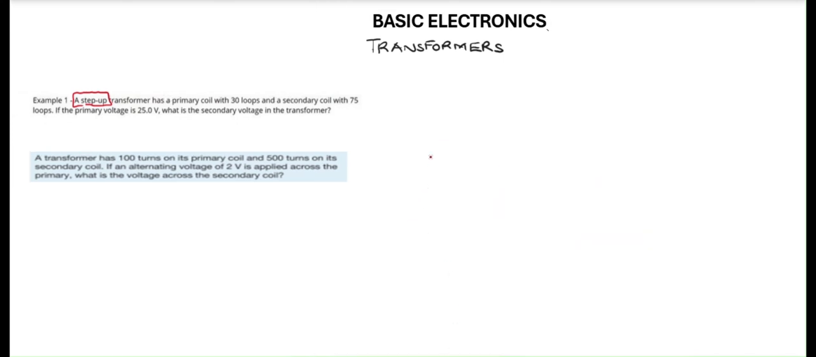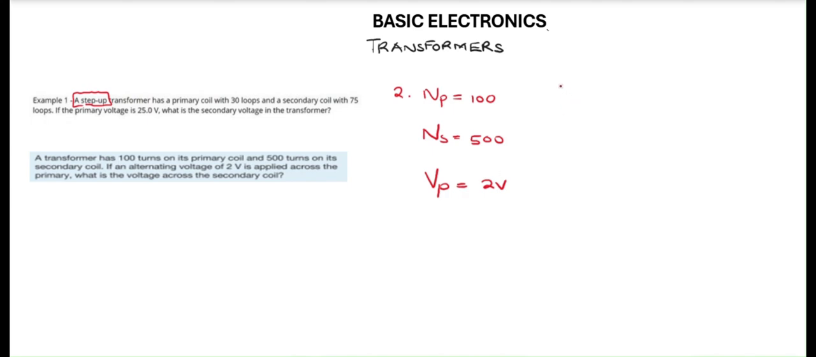Let's look at the second question now. So question 2, a transformer has 100 turns on its primary coil. So number of turns in the primary coil is 100, right? And 500 turns on its secondary. So number of turns in the secondary is 500. If an alternating voltage of 2 volts is applied across the primary, what is the voltage across the secondary?